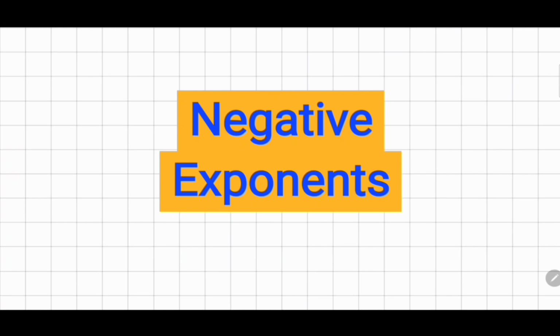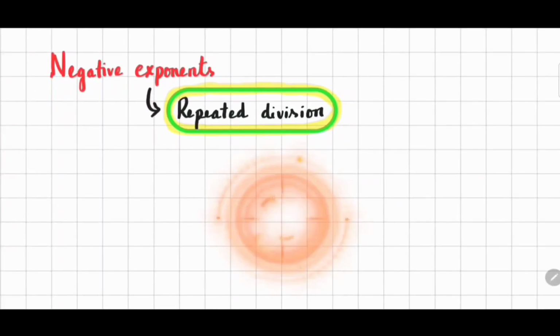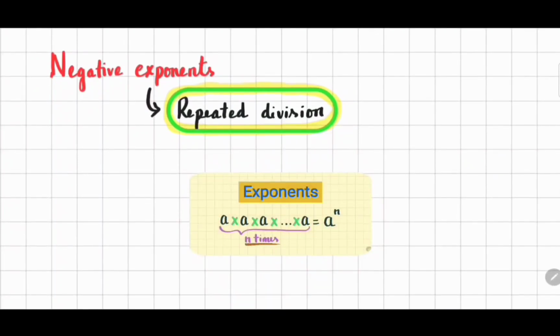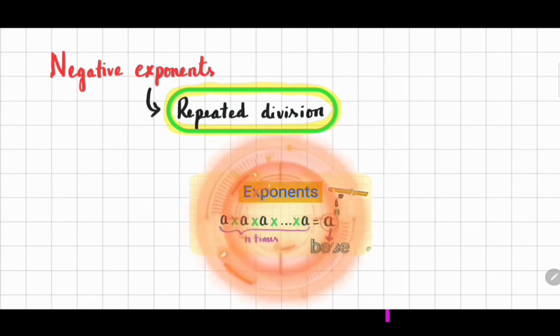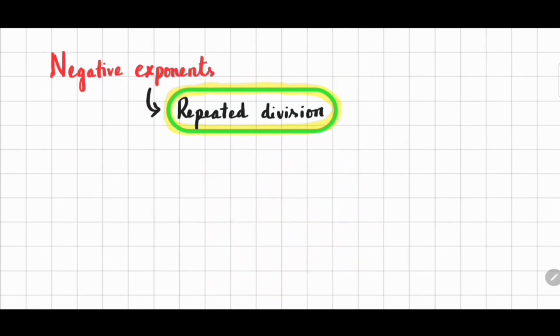Hi, let's learn about the negative exponents. You already know that we can view positive exponent as repeated multiplication. What we are going to introduce you to in this video is the idea of inverse of repeated multiplication, that is repeated division, or we can say the negative exponent.